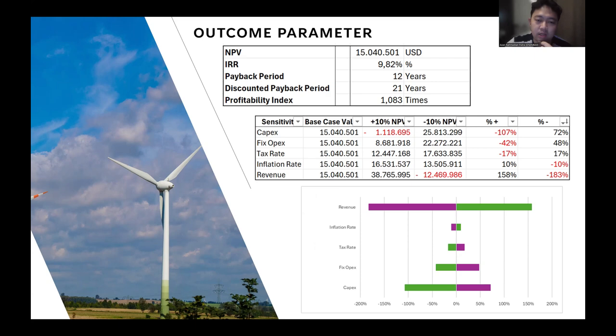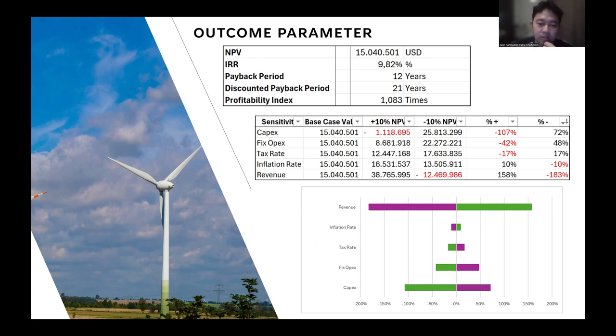And as I said before, the discount rate is 6%, so the shareholders are getting more than their expectation for this project. And the accumulated cash flow gets into the payback period of 12 years. So the minus is already positive at year 12.